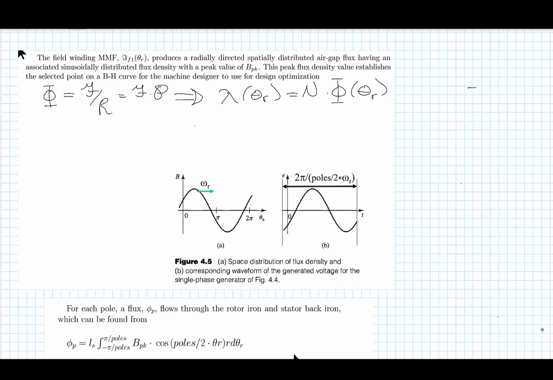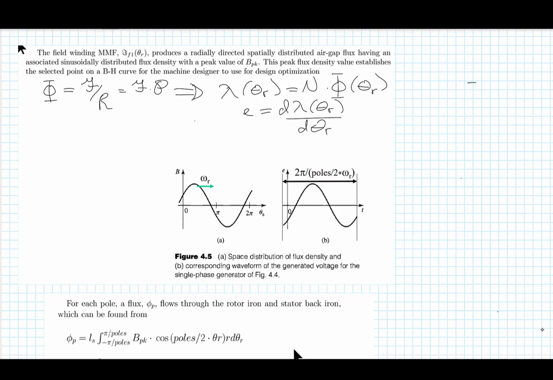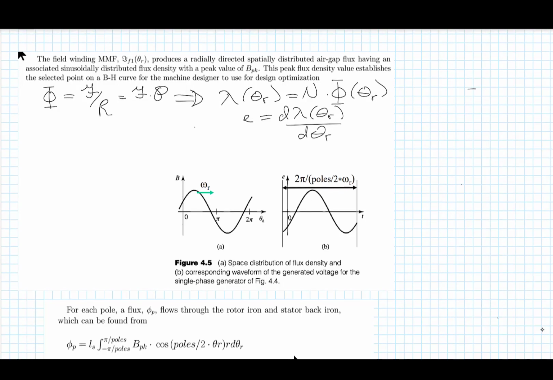If we could do that, we would be able to come up with a voltage associated with the movement of the rotor. By Faraday's law, that would be the derivative of the flux linkage with respect to the movement of position, theta r. Ultimately, we can start to talk about energy conversion and torque and tie this back to what we learned in Module 4.